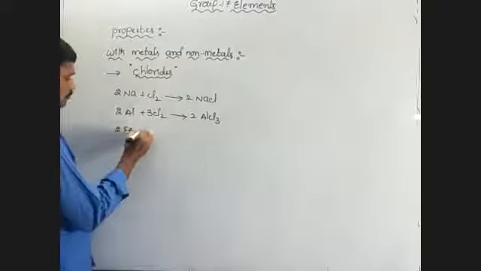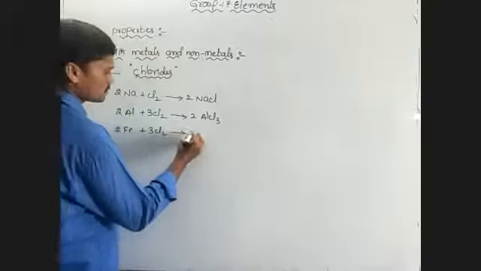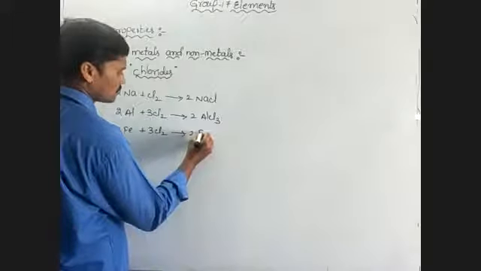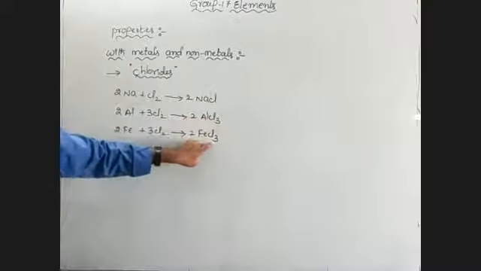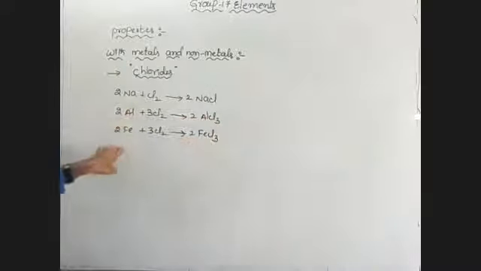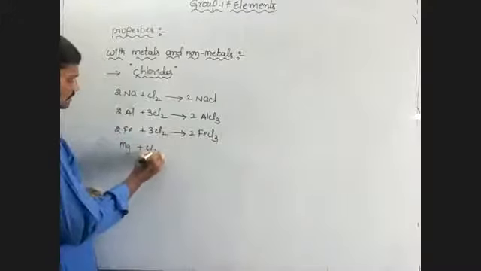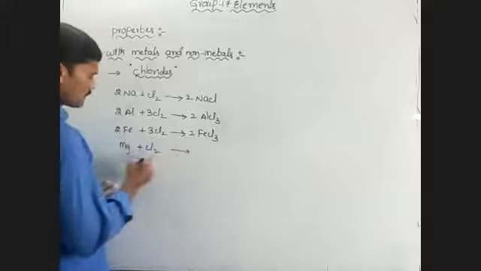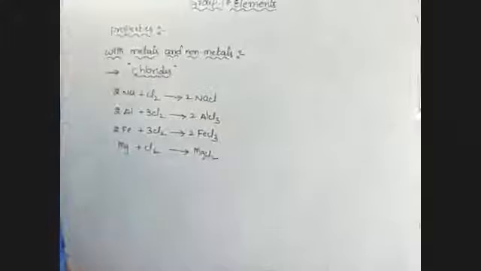Next, chlorine reacts with iron metal. It forms ferric chloride. Ferric chloride, sodium chloride, aluminum chloride, ferric chloride, so these are all metals. And you take magnesium also. Chlorine combines with magnesium metal, it forms magnesium chloride.